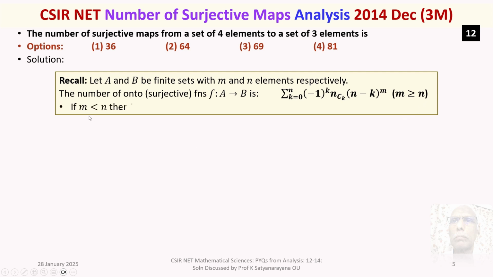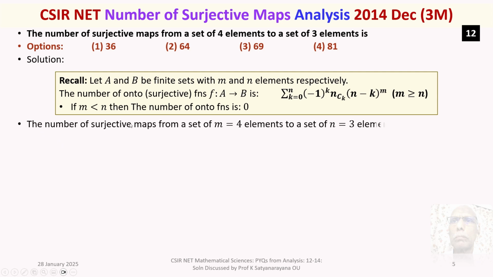If m is less than n, then the number of onto functions is 0. There are no onto functions in this case. That is the case when m is less than n. We will answer the question.